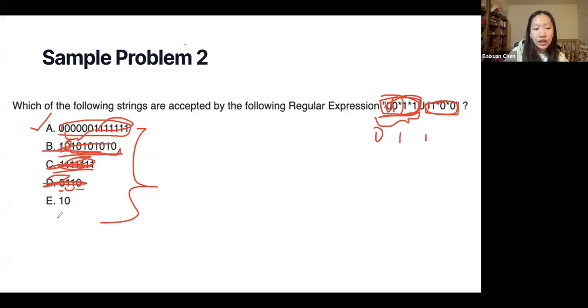And then next, let's check E. Let's check the left side first. Again, we need to start with the 0, but there's no 0 here, so it doesn't work. But for the right side, we can have a 1. So that works so far. And then any number of 1s, there's no 1s, but that's fine. And then any number of zeros and a 0. This one does satisfy that because there is a 0 here. So for this problem, A and E are the ones that are accepted.